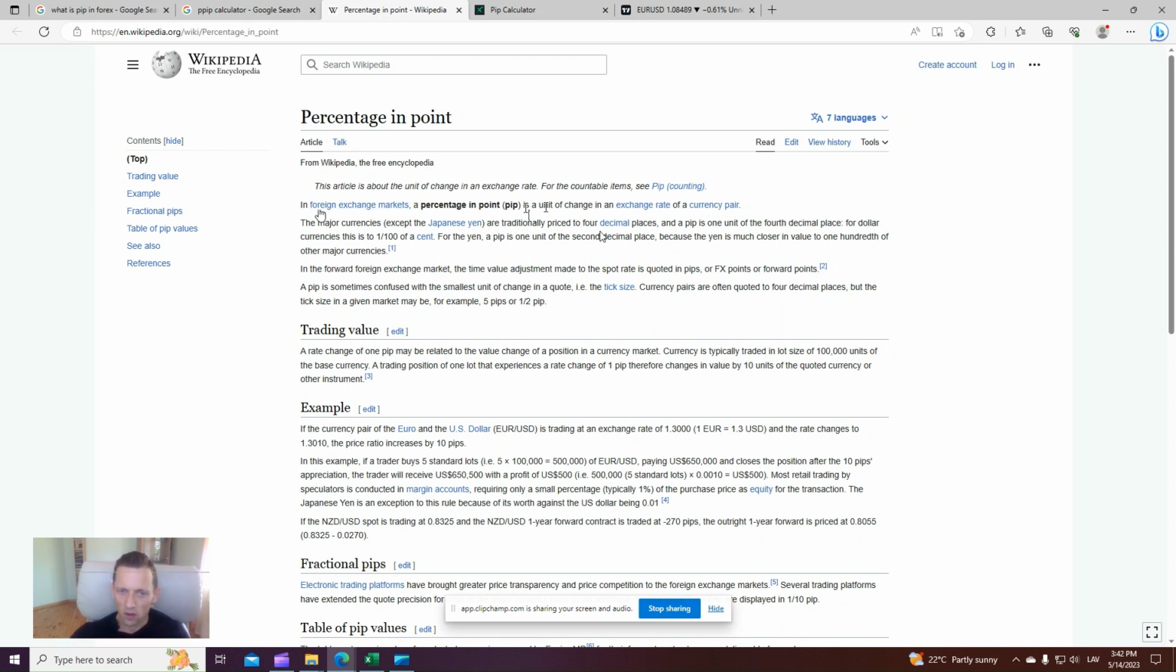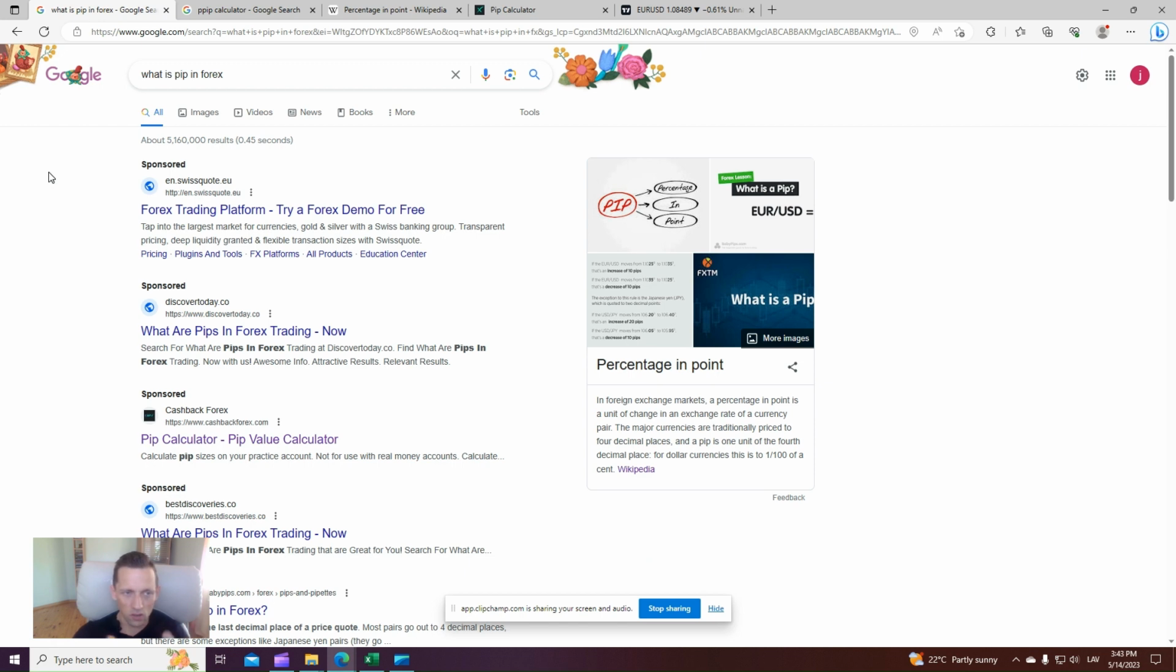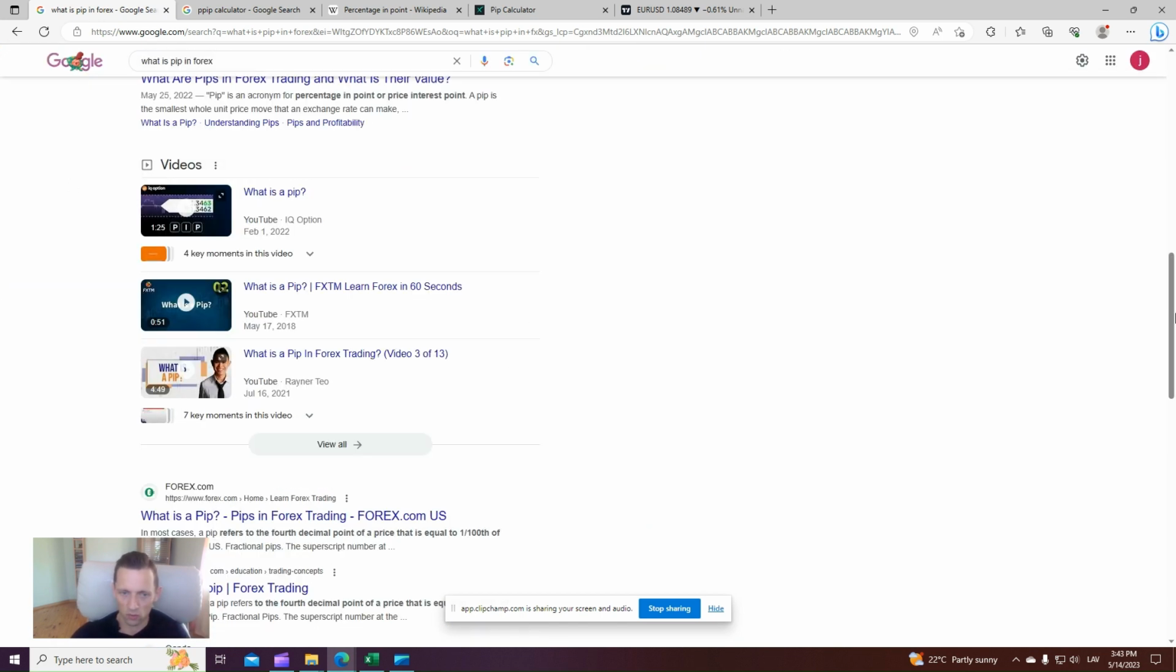This is also confirmed by Wikipedia, which says that in foreign exchange markets, a pip is a unit of change in an exchange rate of a currency pair, and you can calculate them in the thousands of pip calculators which you can find across the internet. As well, you can learn everything about pips in the free information which you can find on Google.